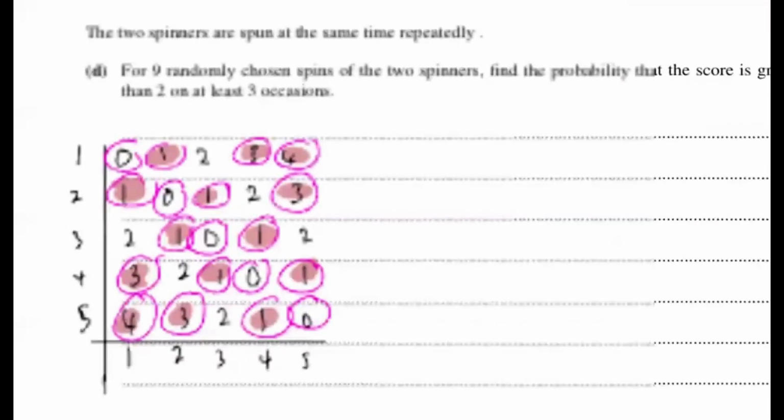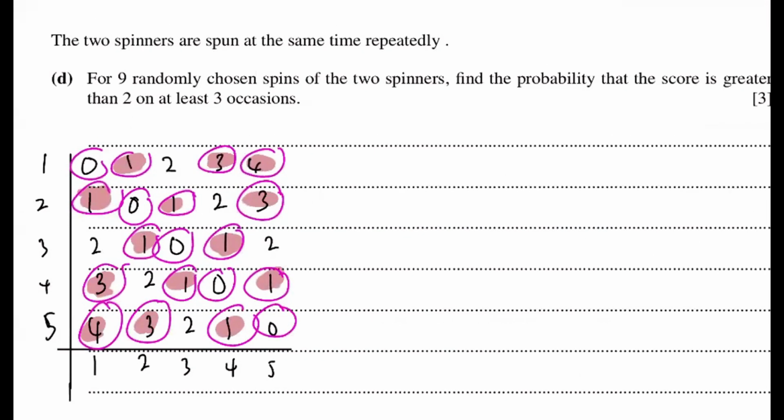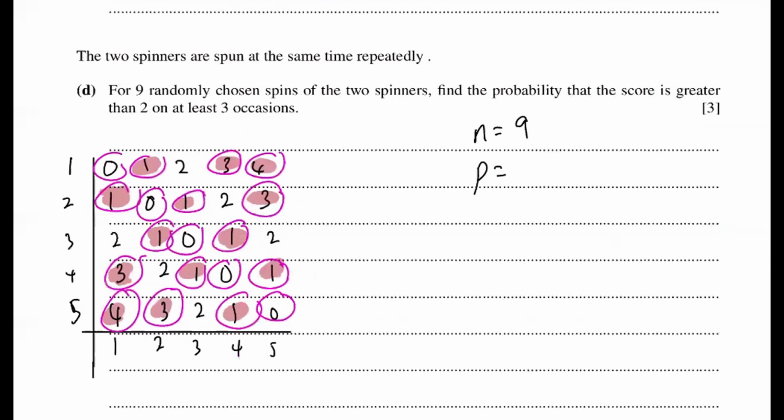So more than 2, this is confirmed to be a binomial, because your n is equal to 9 already. But what is my p first? 1, 2, 3, 4, 5, 6. Okay, so it's 6 over 25.